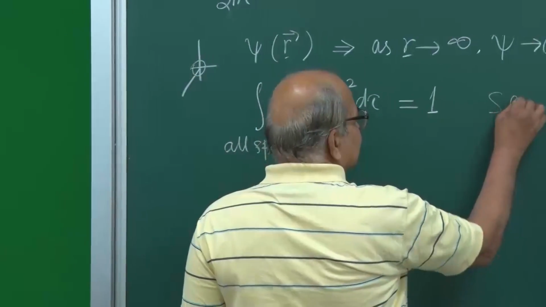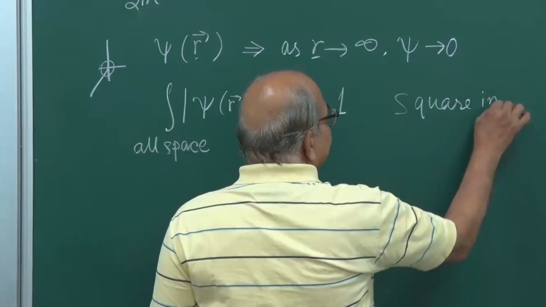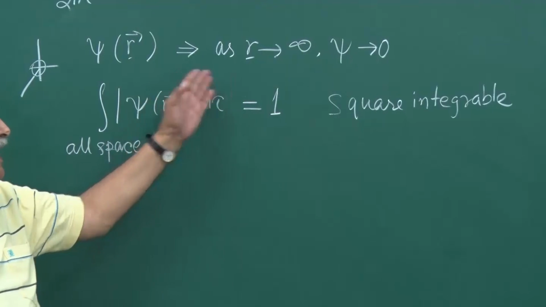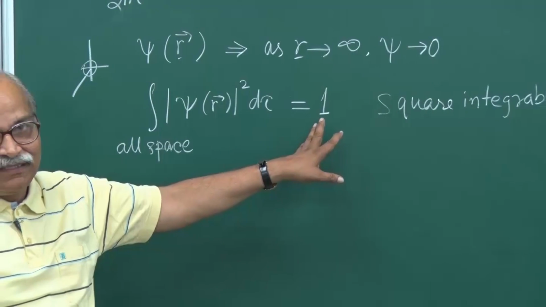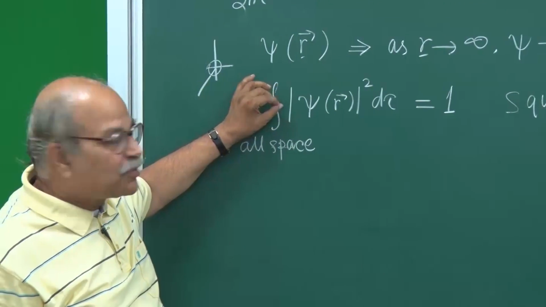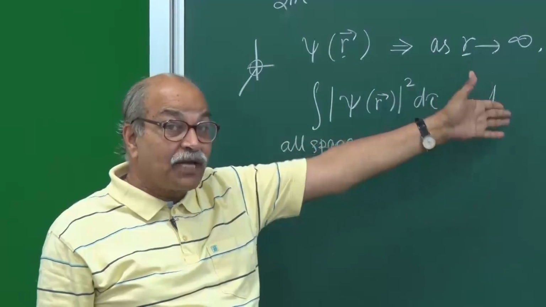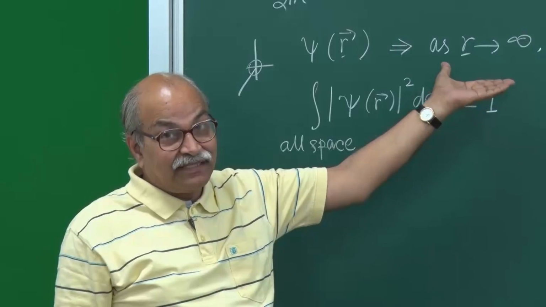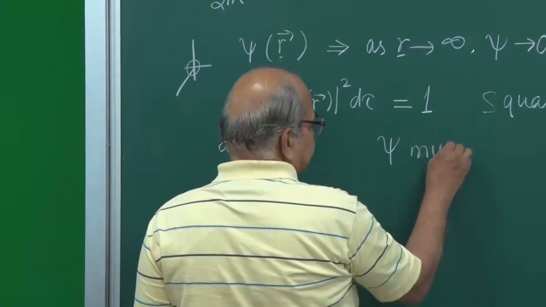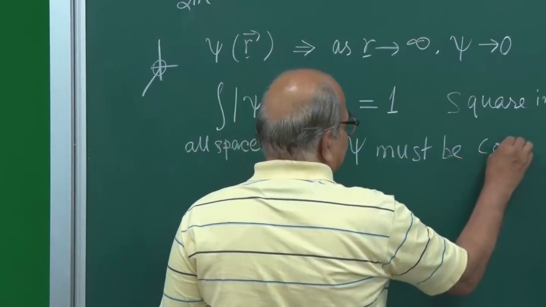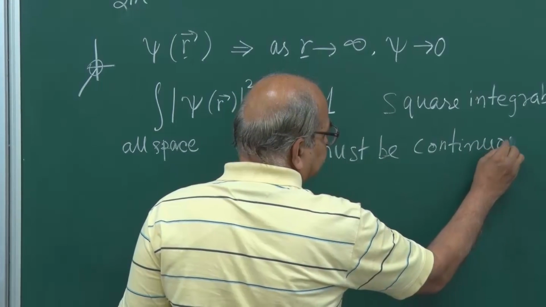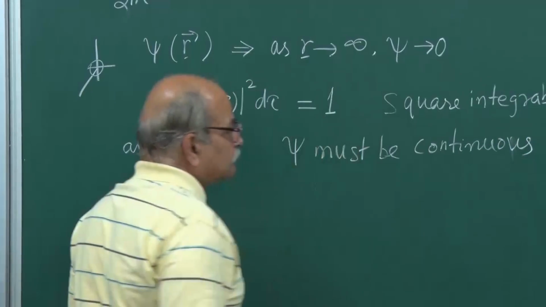This is known as square integrable. That means if you take the mod square and integrate, you get a finite quantity. If that finite quantity is 1, it is fine, otherwise we will just scale it, put some constant here and make it 1, but it should have a finite value, it should not be infinity. So these are some of the things. Of course, psi must be continuous. So these are some conditions that this wave function has to follow.